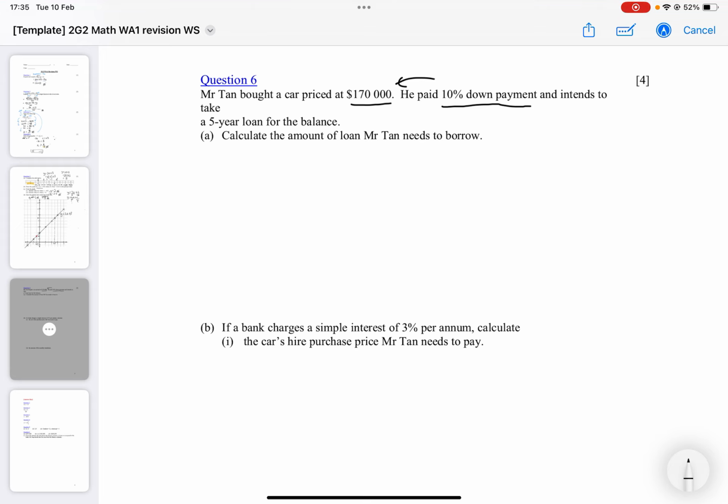So what is the amount of loan Mr. Tan needs to borrow? At first he pays a 10% down payment. Out of this 170,000, we need to find how much the down payment is. So the down payment is 10% of 170,000, which equals 17,000. This is the down payment.